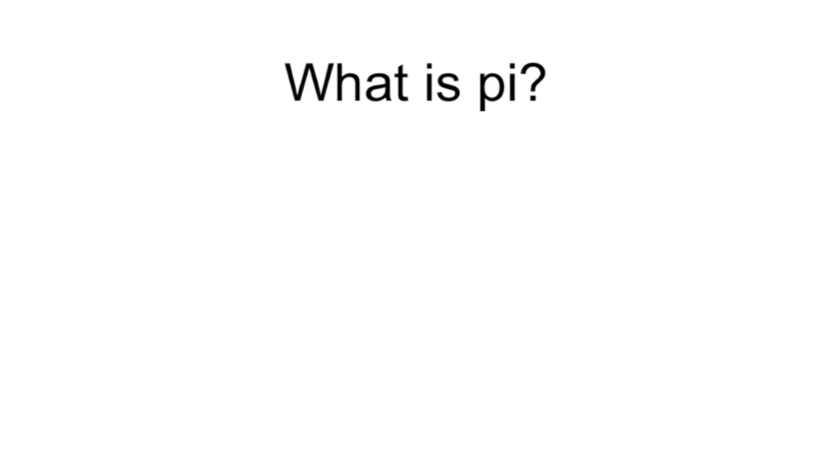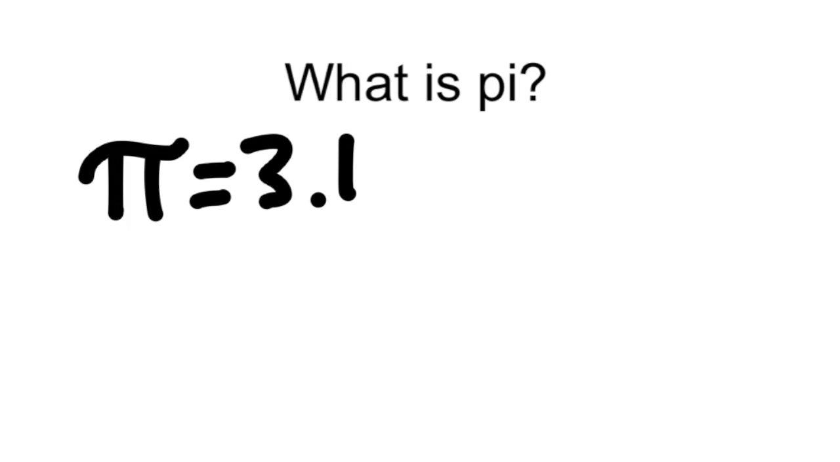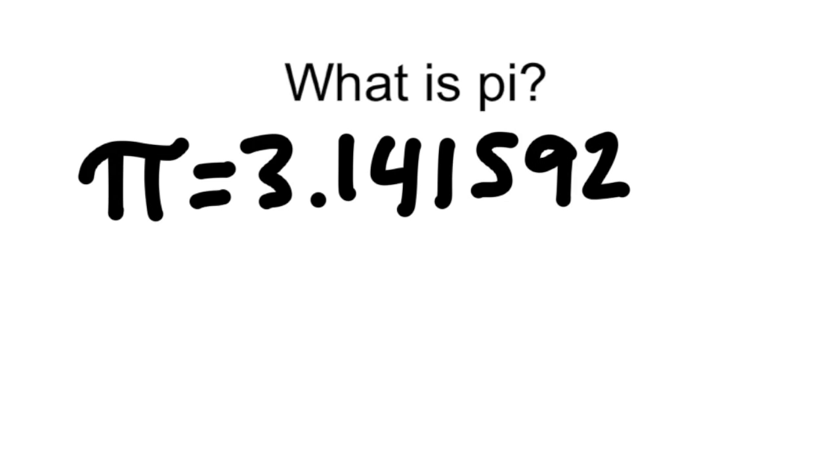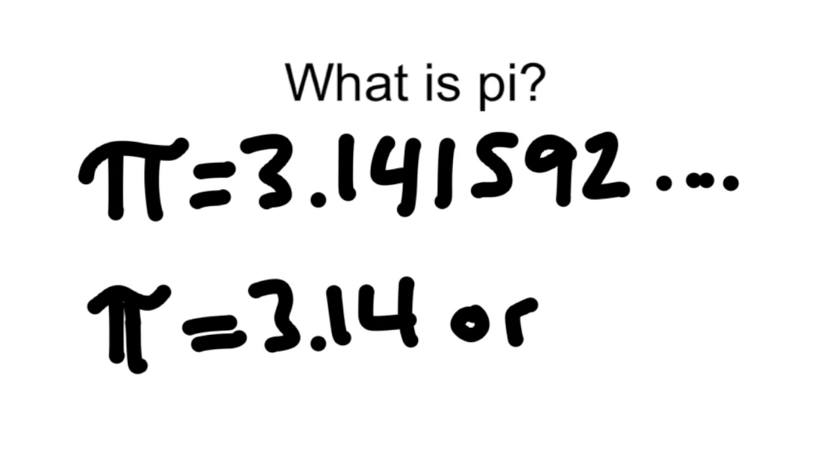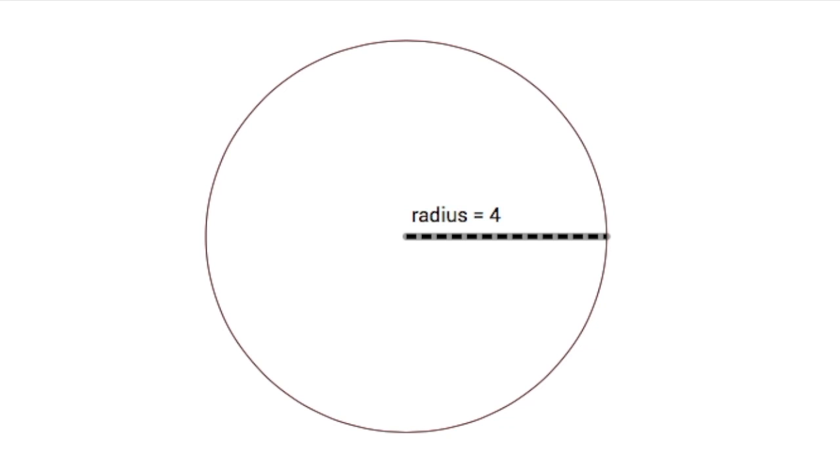What is pi? You've probably heard about it. It's a number written with this Greek letter, and it's equal to about 3.14. It's an irrational number that goes on forever and cannot be written as a fraction. Usually we approximate it to be about 3.14 or about 22/7. Let's see where pi comes from.